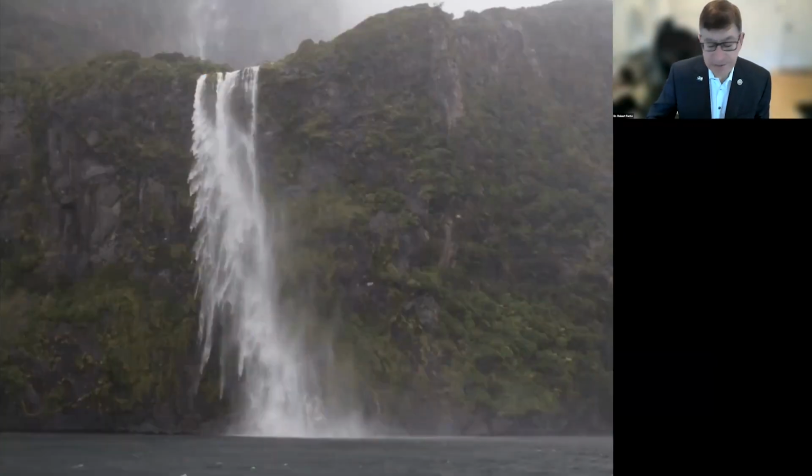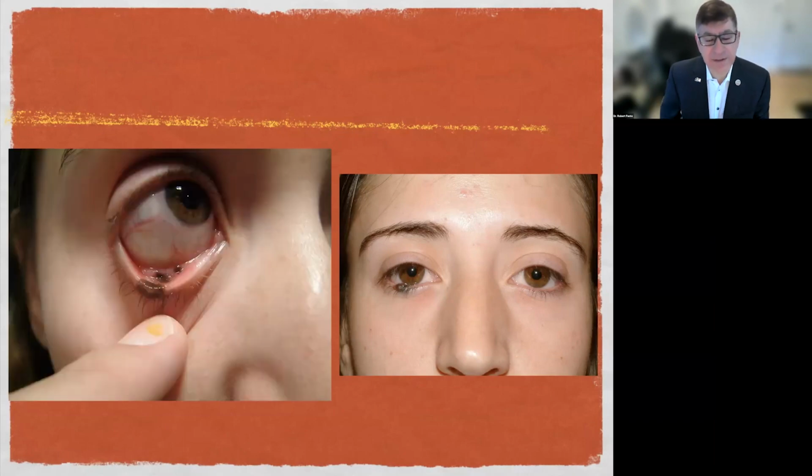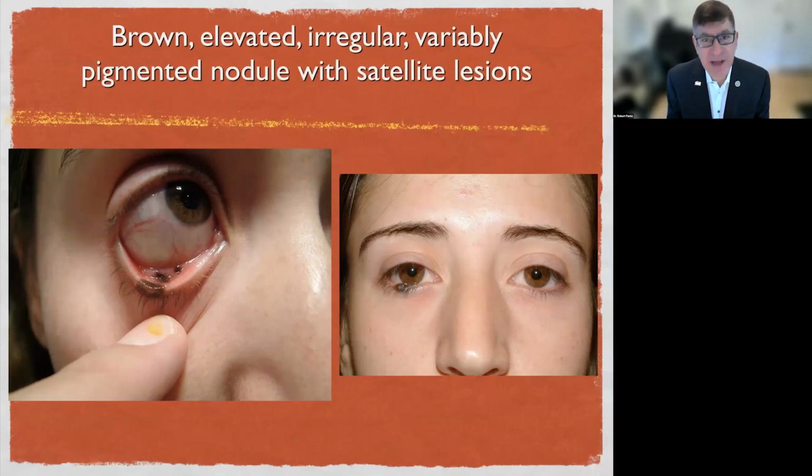This is actually in New Zealand again. How about this one? Here, if you look at this patient, you can see initially that when you first walk in, there is this mass at the eyelid. When the eyelid is pulled down, you see these other masses on the inside. How might you describe this? I'm describing it as a brown, elevated, irregular, variably pigmented nodule with satellite lesions.